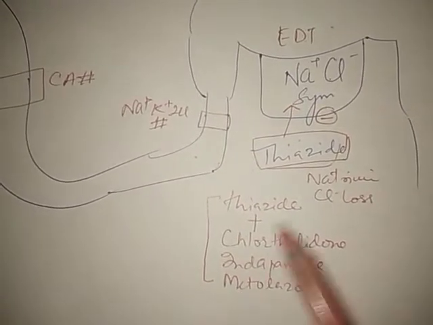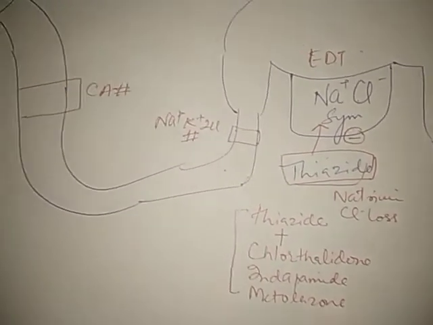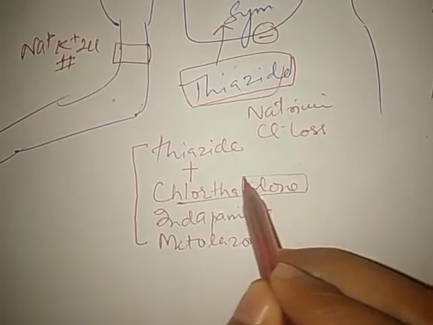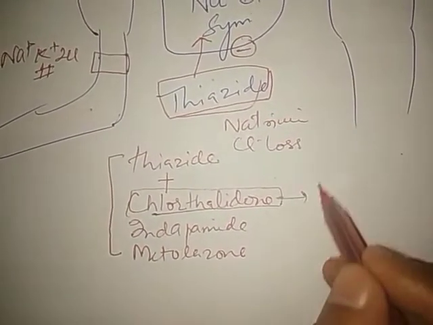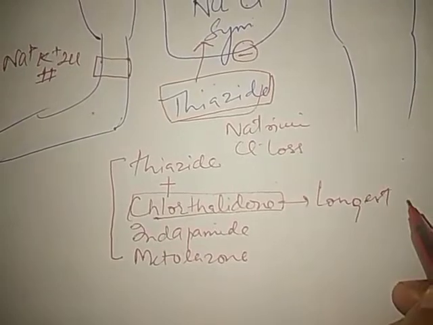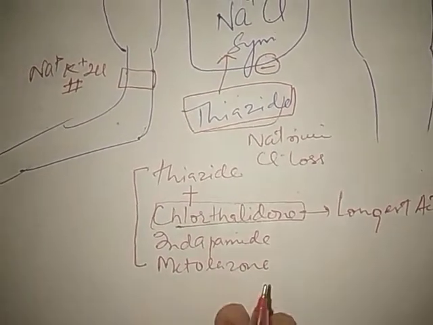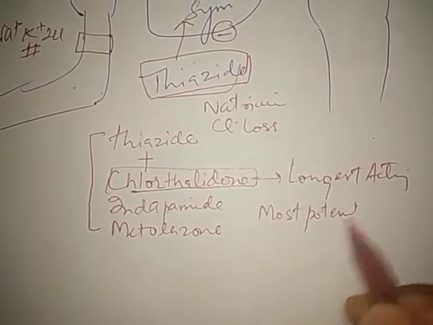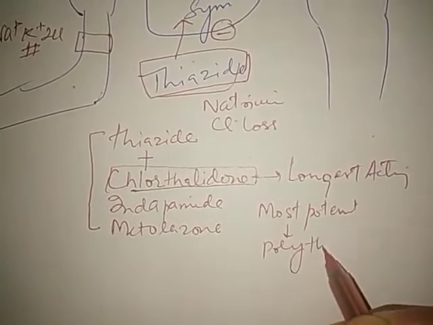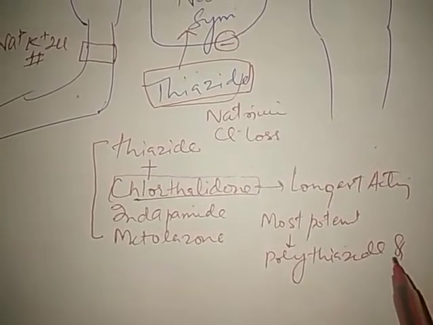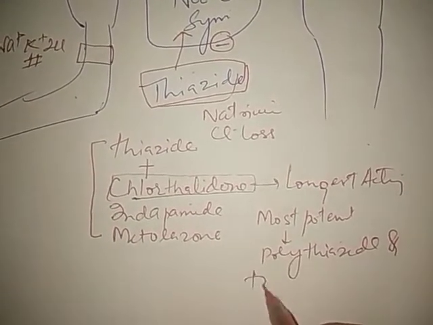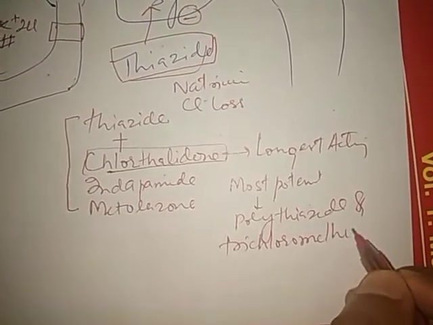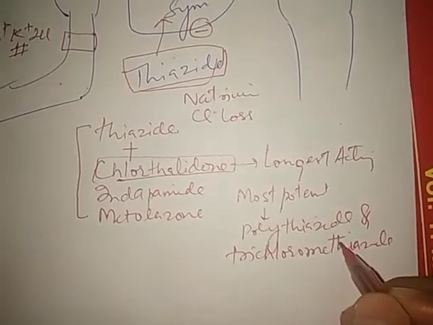You know that chlorthalidone is the longest acting thiazide. And the most potent thiazide diuretics you can remember are polythiazide and trichloromethazide. These are the most potent thiazides.